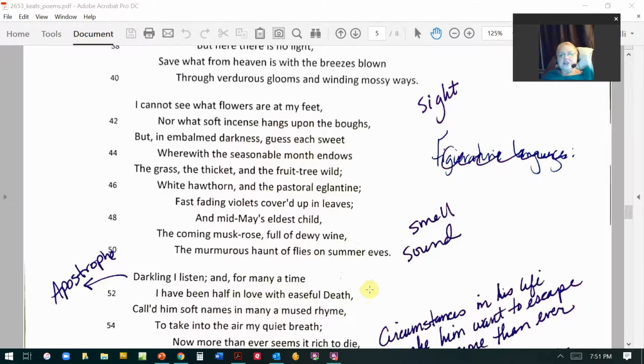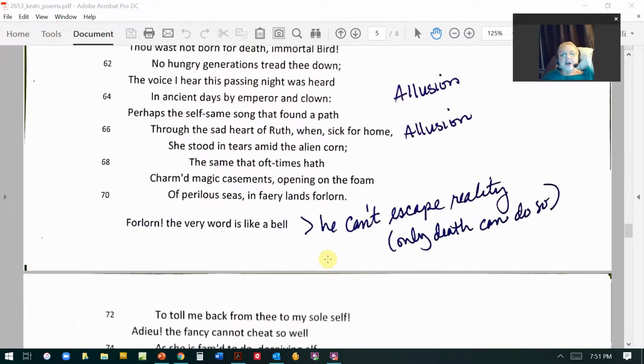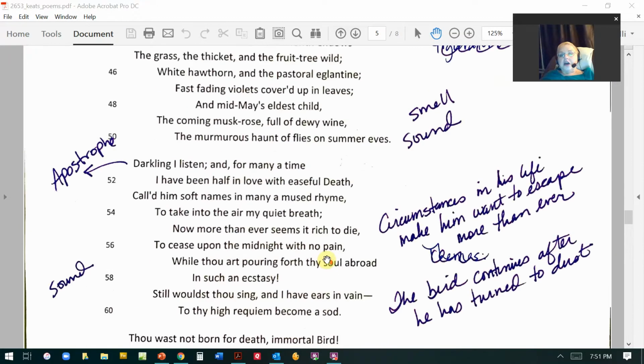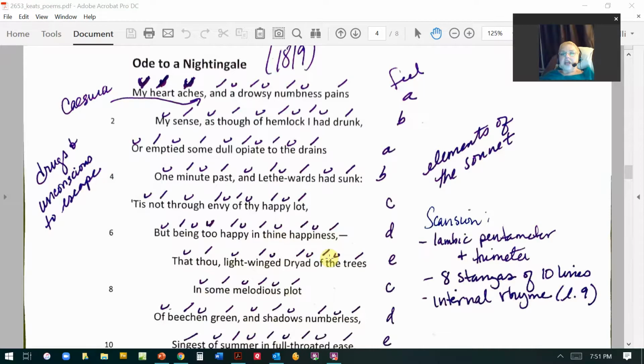So think about the murmurous haunt of flies. So that's appealing to our sense of sound, right? And then again, the birds singing, right, with full-throated ease is another appeal to sound. So you can look at his poems and see how he just layers in. And then compare it to Shelley, compare it to Byron, compare it to Wordsworth, compare it to Coleridge, and none of them are giving us this sensual experience like Keats does, right?